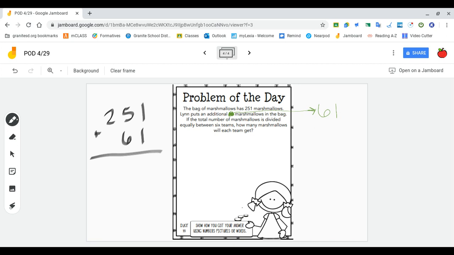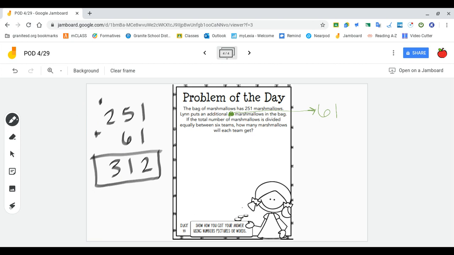Starting in my ones place, 1 plus 1 is 2. Going to my tens place, 5 plus 5 makes a 10, and 6 is 1 more. So I have 10 and 1 more, so that's 11. I'm going to regroup the 1 and drop down the 1. And then in my hundreds column, I have 2 plus 1, which is 3. So I have 312 marshmallows total.